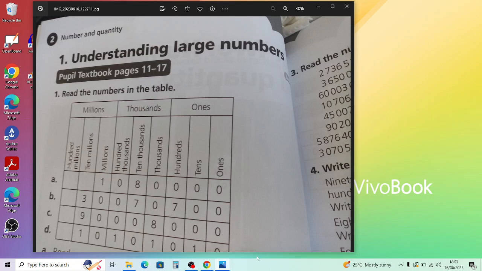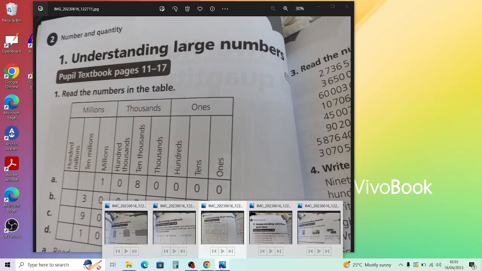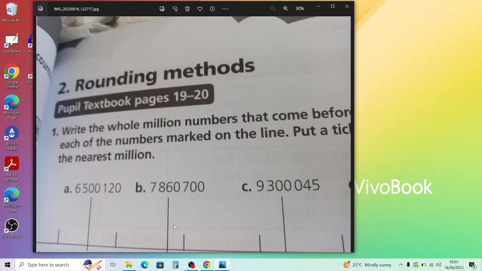Then moving on to the next one, which is called rounding methods, which is important to know. Question 1, rounding method. There you're putting a tick above the nearest million. So you're rounding these to a million. Write the whole million and the nearest one. So the first one has been done.